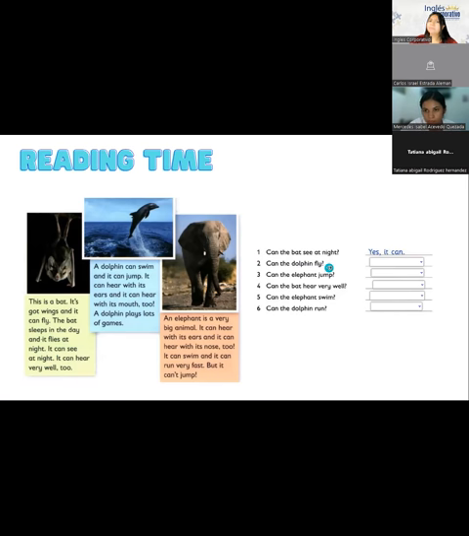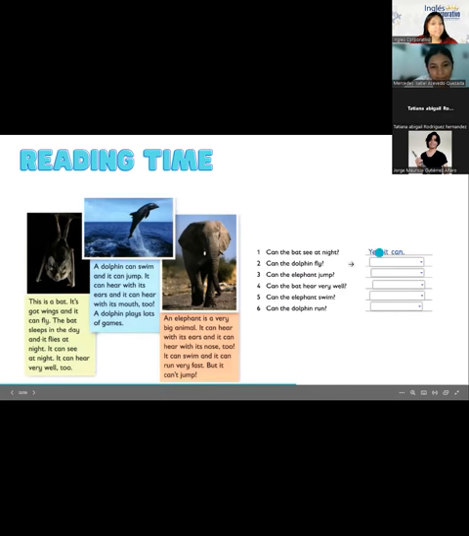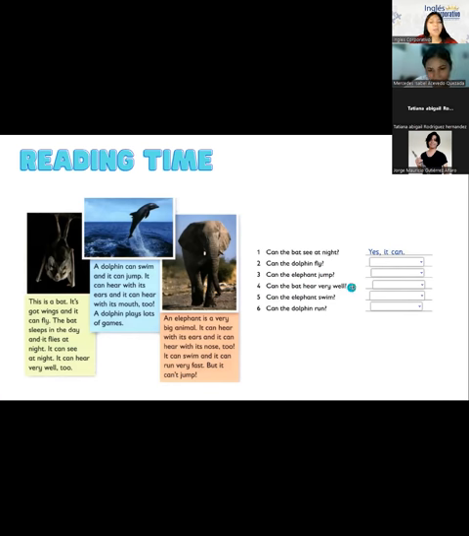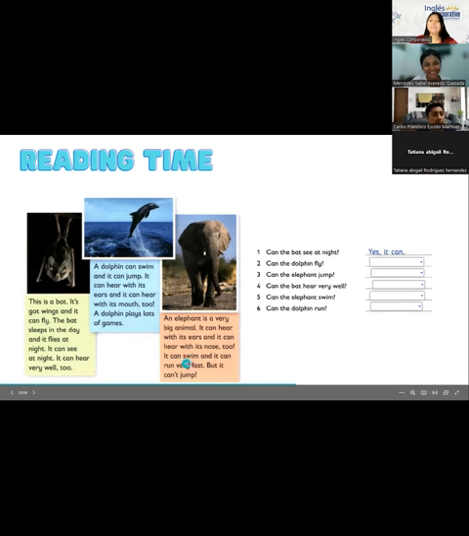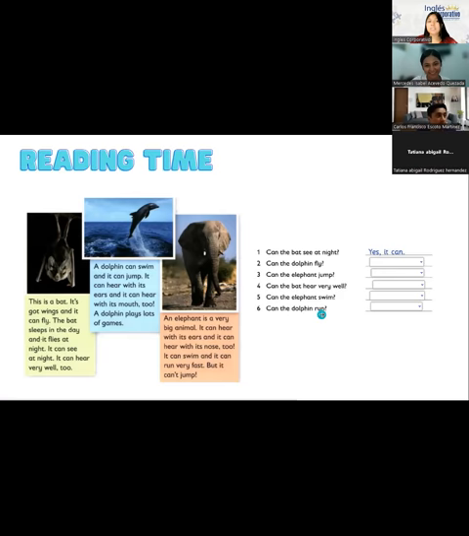Can the dolphin fly? No, it can't. Number three. Can the elephant jump? No, it can't. Number four, can the bat hear very well? Yes, it can. Can the elephant swim? Yes, it can. And can the dolphin run? No, it can't. Very good. All right.